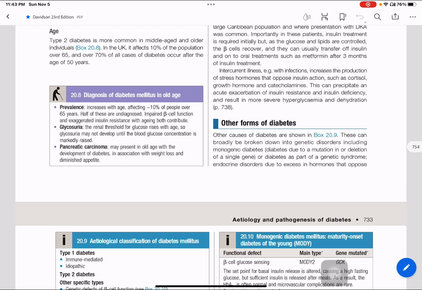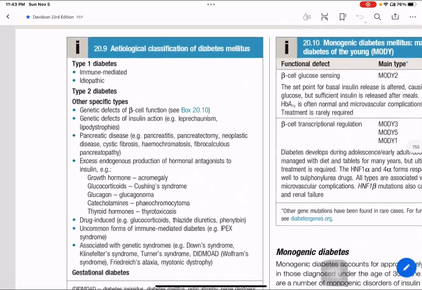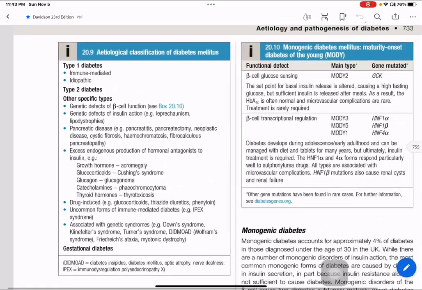In case of type 2 diabetes mellitus, the patient develops some sort of resistance to insulin. So that is very different from type 1 diabetes mellitus. That's why it is called type 2 diabetes mellitus. This is the etiology. In Davidson 23rd edition, box number 20.9, there is an etiological classification of diabetes mellitus. That is type 1, which is immune mediated or idiopathic, type 2, and some other types.